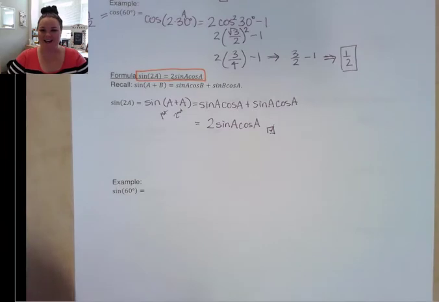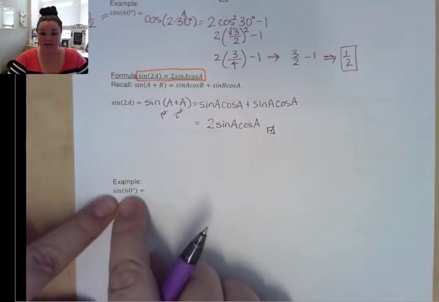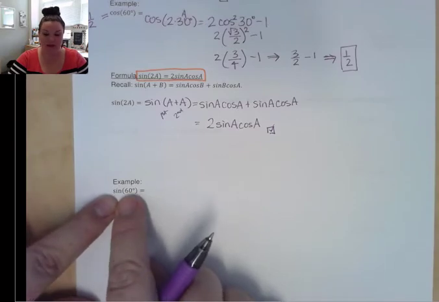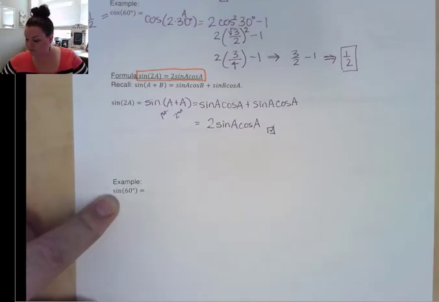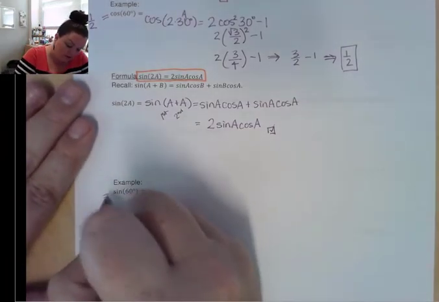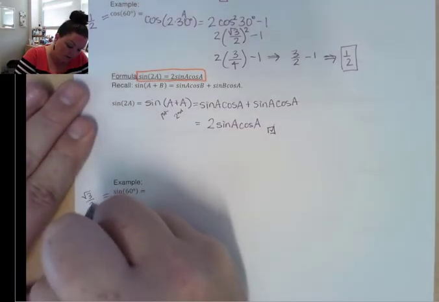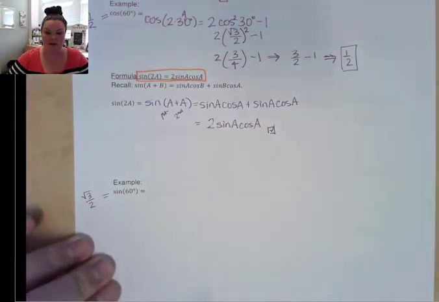Yay! Now we're going to use an actual angle value to verify that this works. If we look up 60 degrees on our unit circle and we look for the sine value, it should be square root of 3 over 2. This should equal square root of 3 over 2. But we want to go ahead and verify it with this new formula that we came up with.